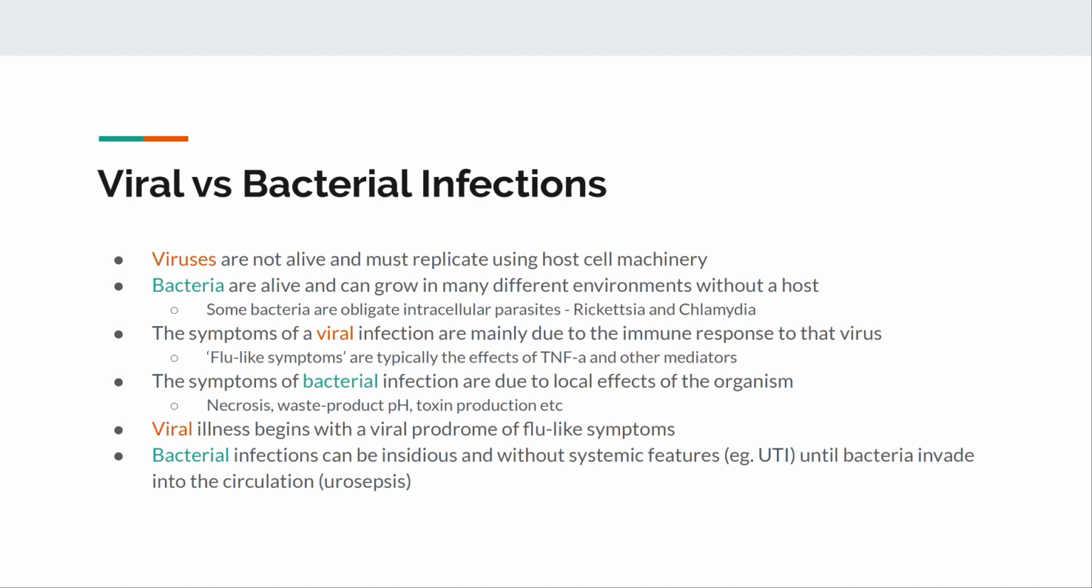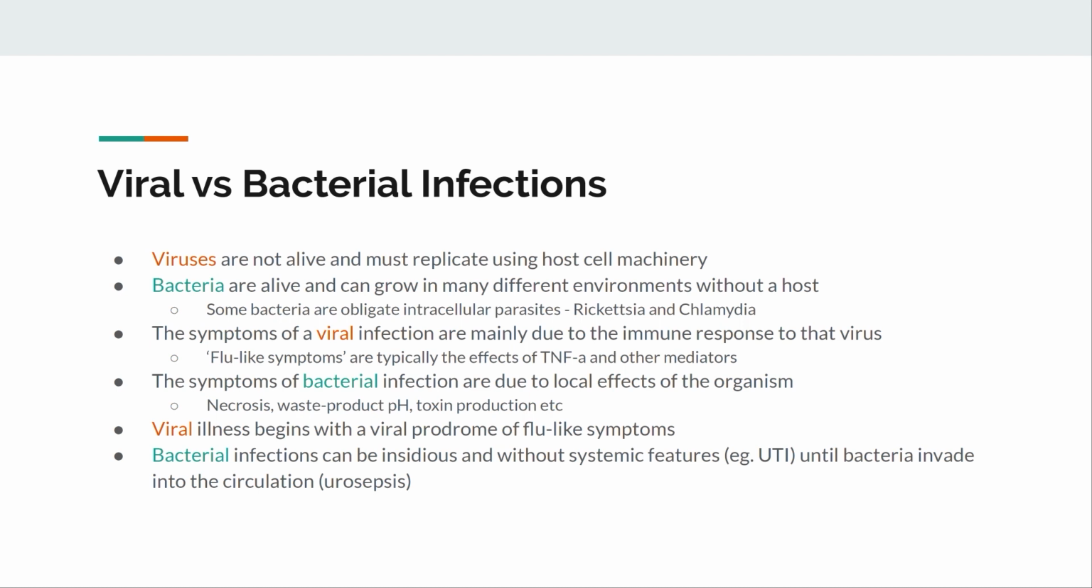And so, as we said, viral illnesses have the viral prodrome of flu-like symptoms. So before getting viral pneumonia, you'll have runny nose, cough, the general viral fever, malaise. Whereas bacterial pneumonia, you might notice nothing, and then suddenly you have this worst cough that you've ever had in your life with pussy sputum.